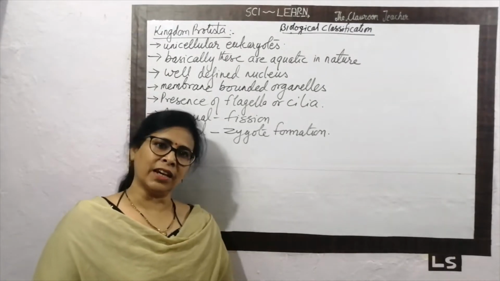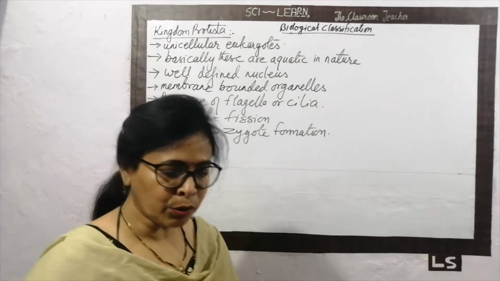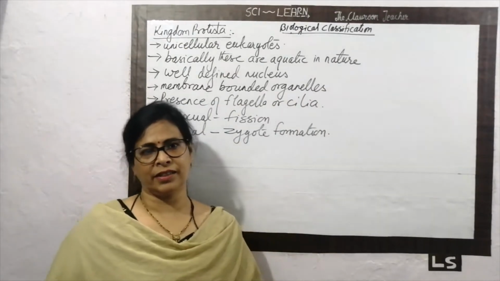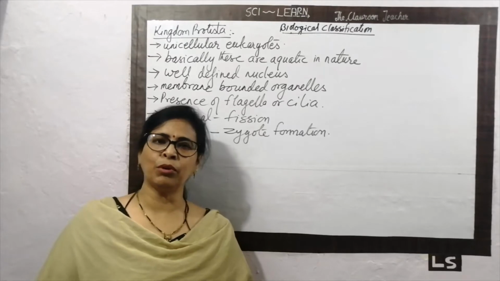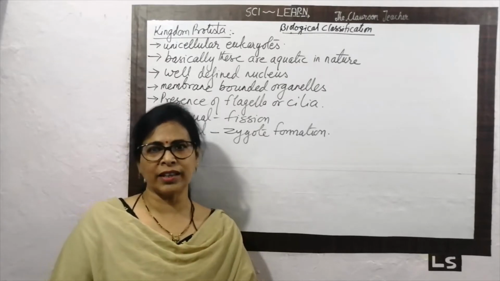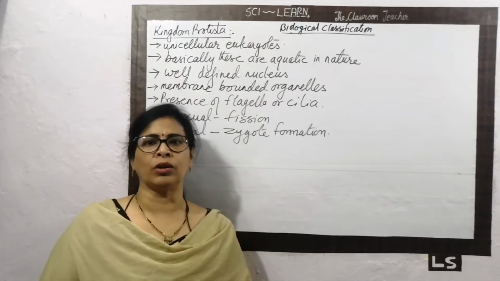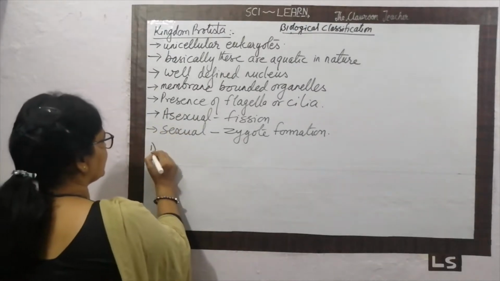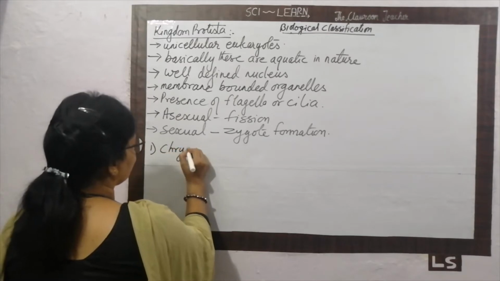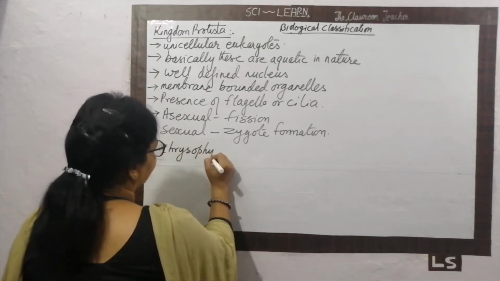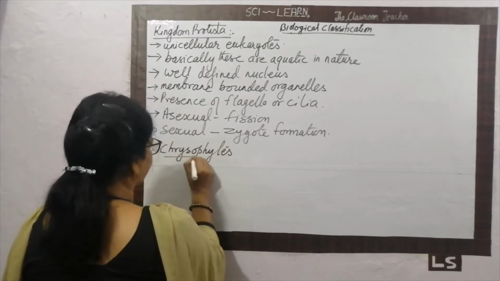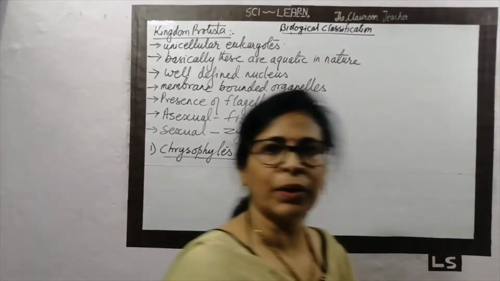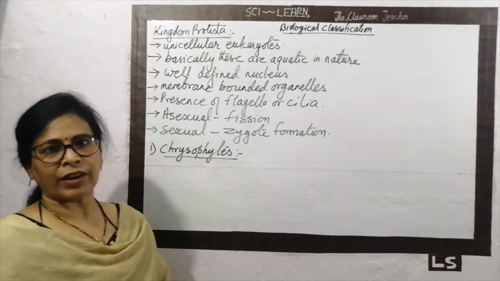There are various types of PROTISTA. We are able to classify the PROTISTA members into different classes. According to your NCERT book, the various classes are mentioned, and the first group is called Chrysophytes.